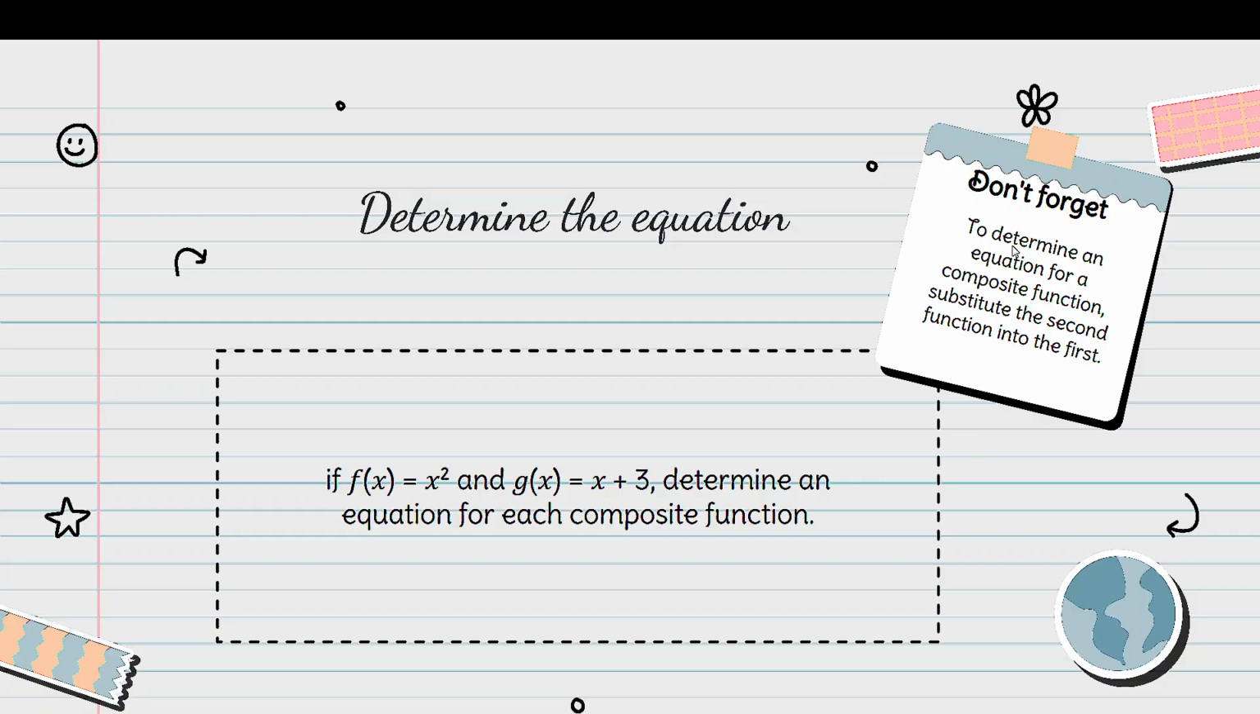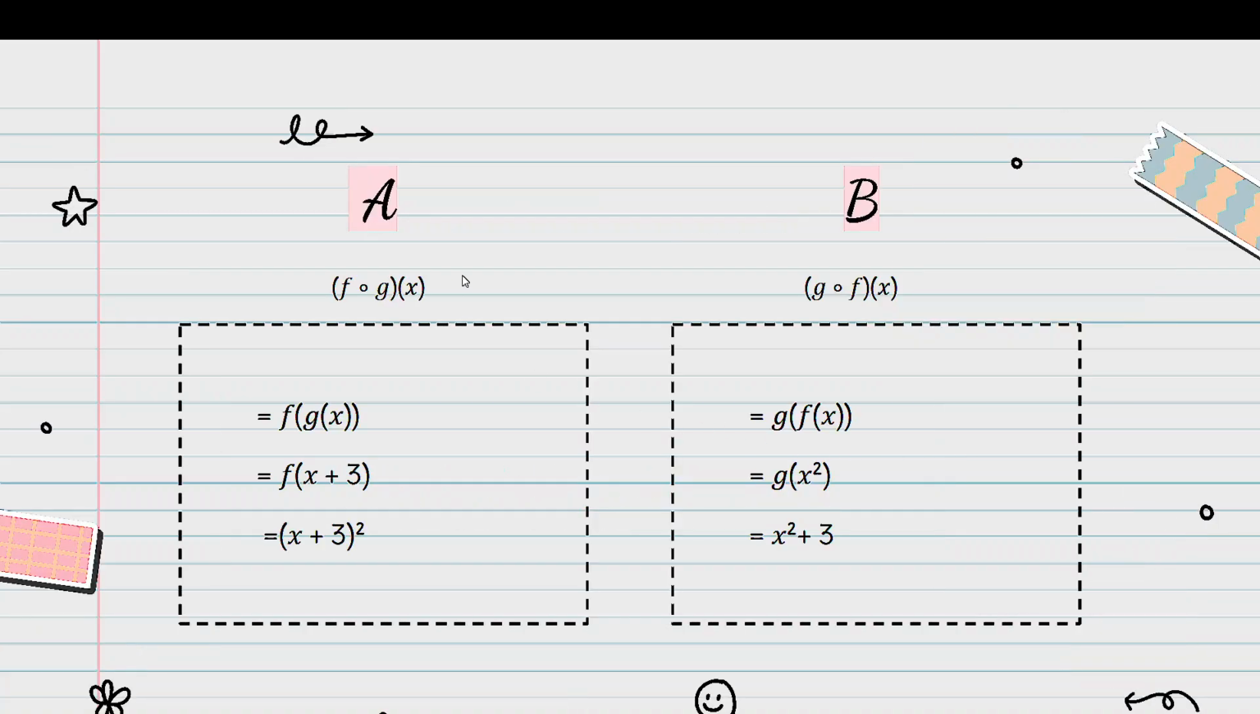Now, something to not forget. To determine an equation for a composite function, substitute the second function into the first. So the second into the first, not the first into the second. Let's go to an example. As you can see over here, f is your first, g is your second. So sub the second into it, and the second is x plus 3. And then when you do that, your f is x squared.